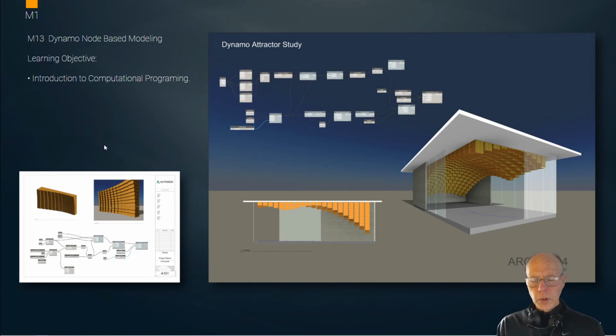And this is one of the more advanced modeling techniques, towards the end of the course. We're going to use what's called node-based parametric programming to actually generate forms for us based on math. So in this case, we draw what's called an attractor line. And then we use that attractor line to generate the lengths of the ceiling panels.